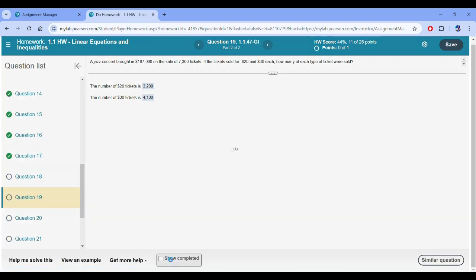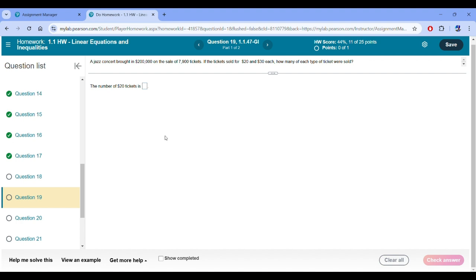19. Oh, I don't want to show completed. Okay, a jazz concert brought in $200,000 of sales on sale of 7,900 tickets. If tickets sold for $20 and $30 each, how much of each ticket was sold? So the way that we're going to set this up is you're going to have to set up an equation.